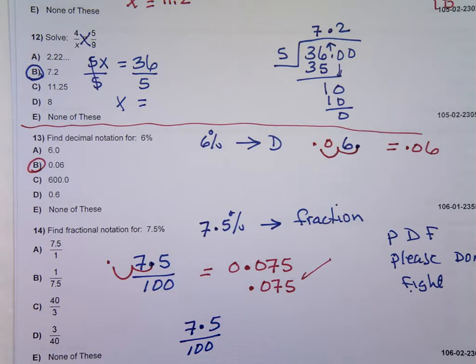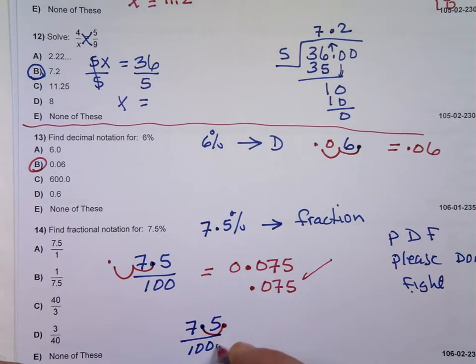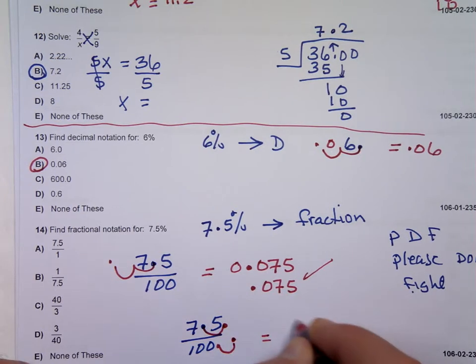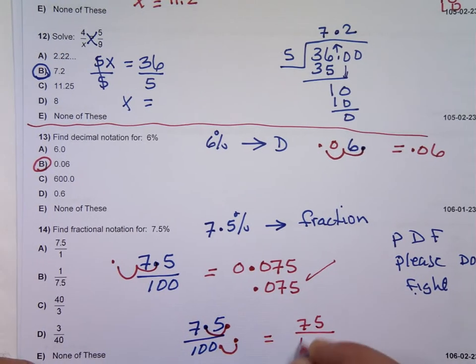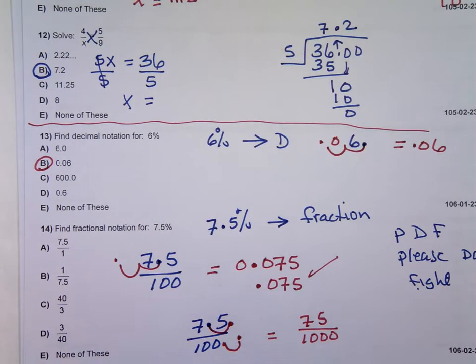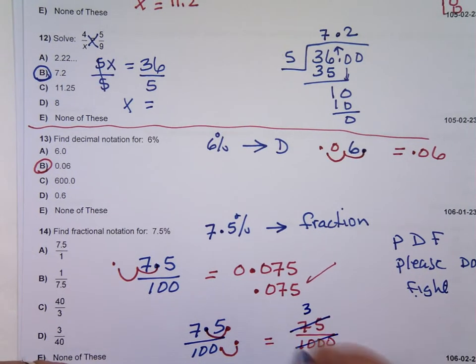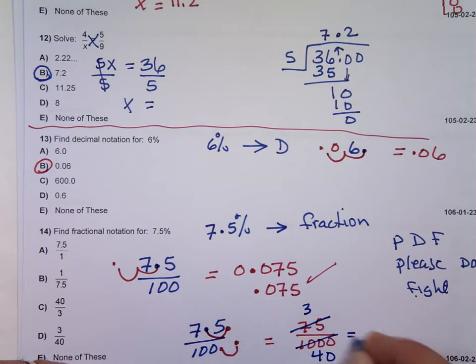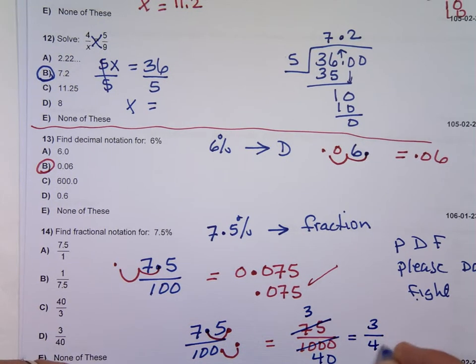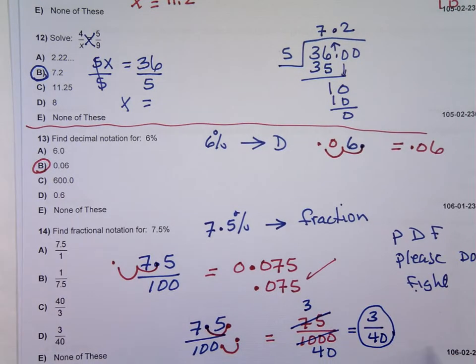Let's move the decimal point 1 place to the right, which means you've got to move this 1 place to the right. That becomes what? 75 over 1,000. I fell asleep. They want it as a fraction. I changed it to a decimal here. So to simplify this, we divide by 25. By 25, this is 3. By 25, this is 40. That's 3 over 40. Do we have 3 over 40? Yes.